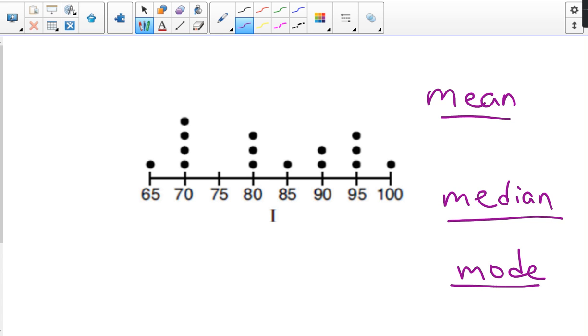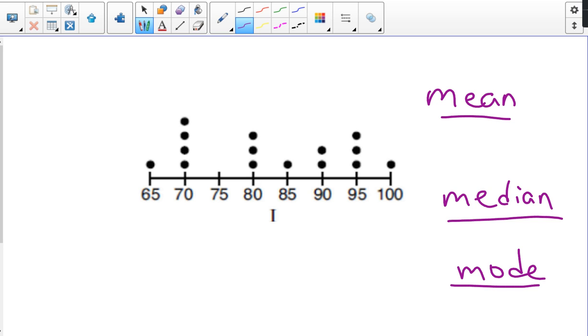Okay, so we have a set of scores. This looks like maybe test scores. Students scored from 65 to 100. Okay, if you know how to read this, you see one student scored a 65. 4 students got a 70, right? Each dot represents a different student. 3 students got 80s. 1 student got an 85. 2 students got a 90. 3 students got 95s, and 1 student got 100.